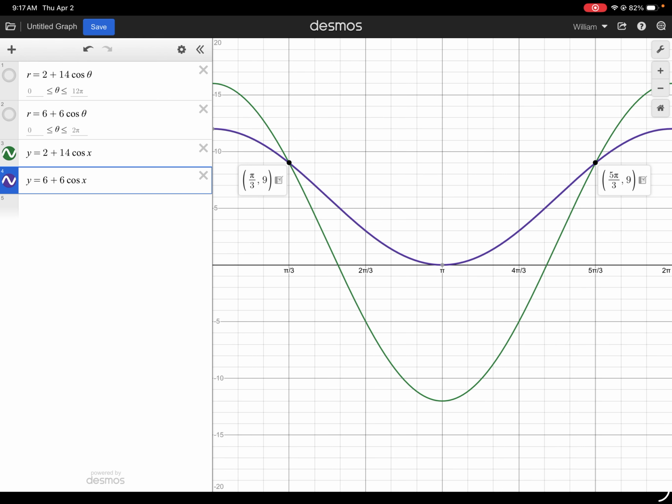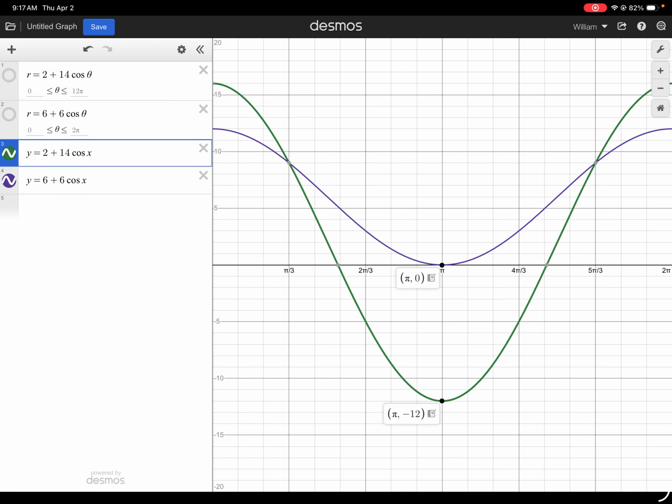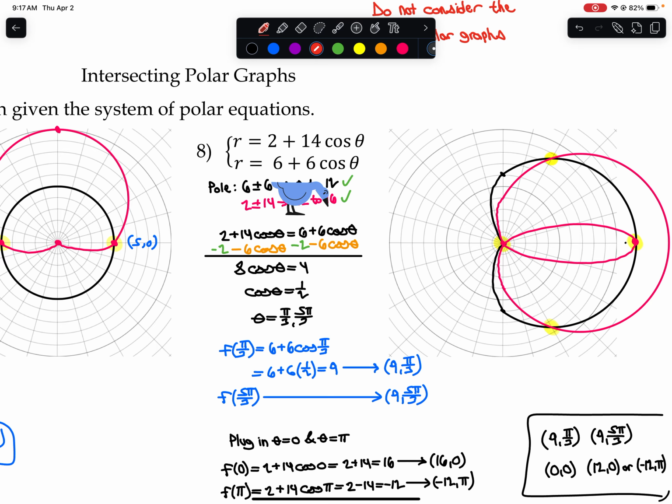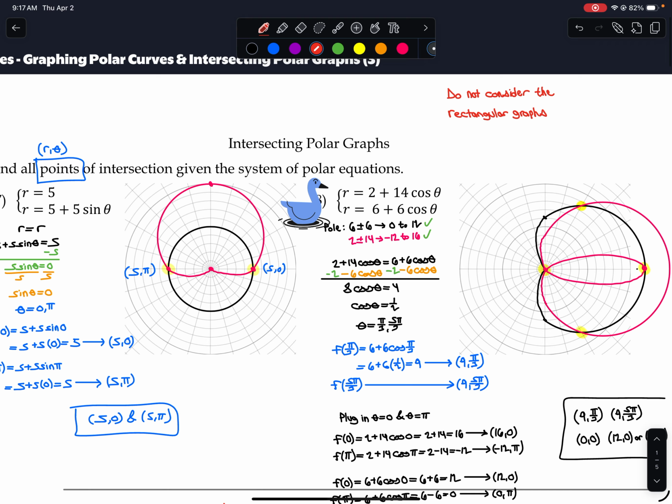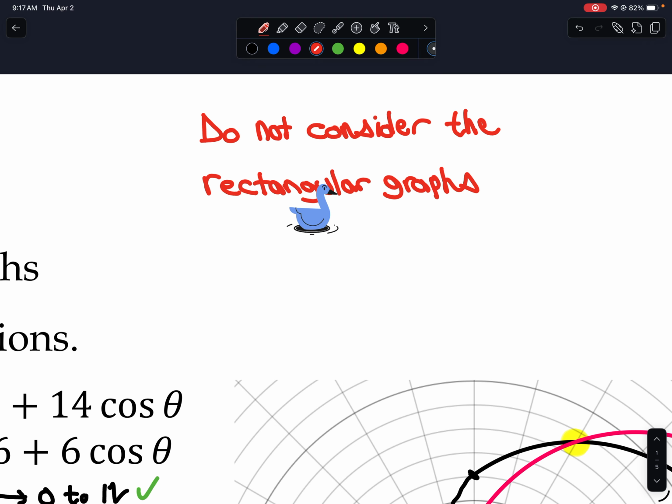However, right here we get the point (pi, 0), but then we also get (pi, -12). So this is actually where those points are going to overlap on the polar equation. They don't intersect rectangularly, but it doesn't mean that they're not going to be a solution on a polar graph. So when you're looking at the intersection of the polar graphs, you're not going to actually consider the rectangular graph. It's not going to give you all the points of intersection.